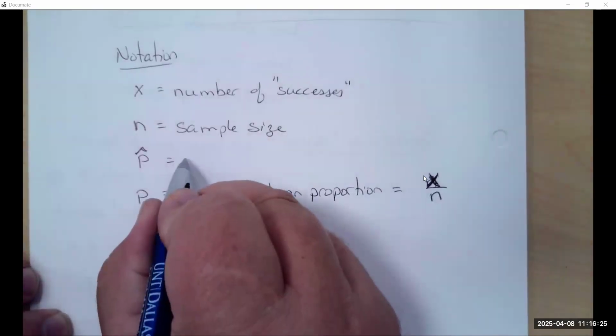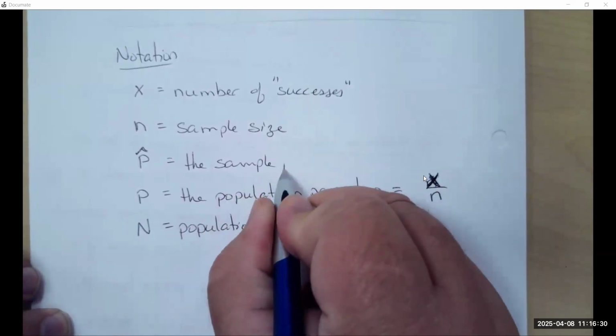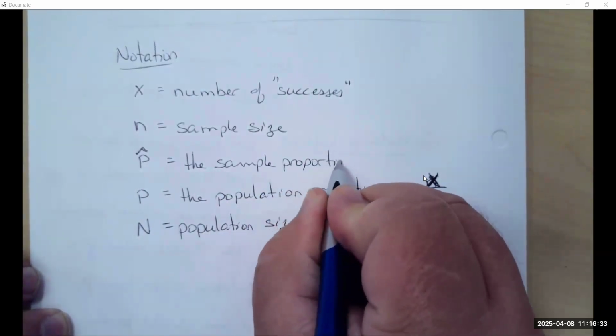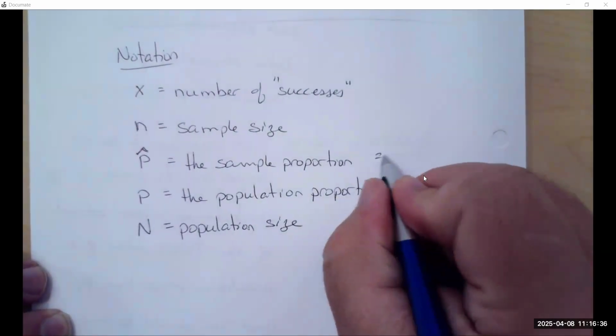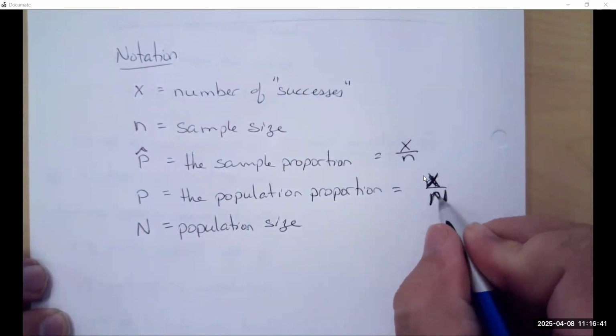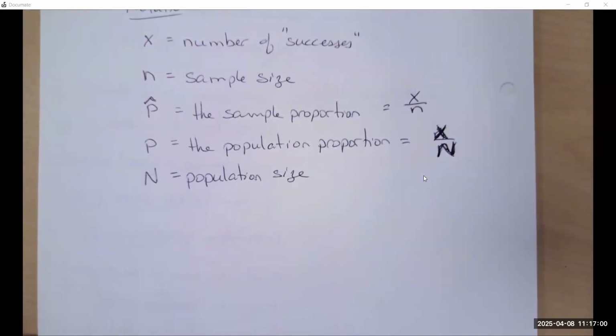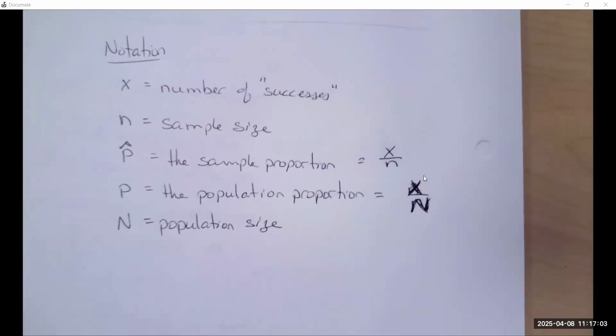P hat is the sample proportion, X over n. Oh, this is a capital N, I'm sorry. This is a population. So these are the symbols we'll be using in this section.